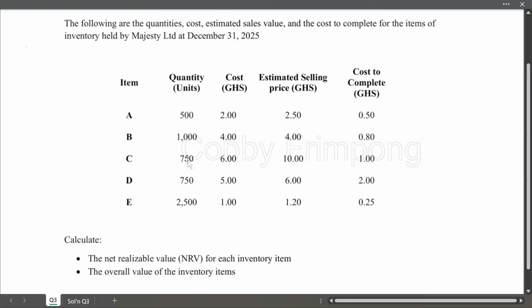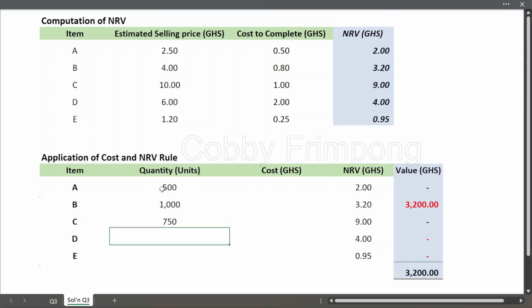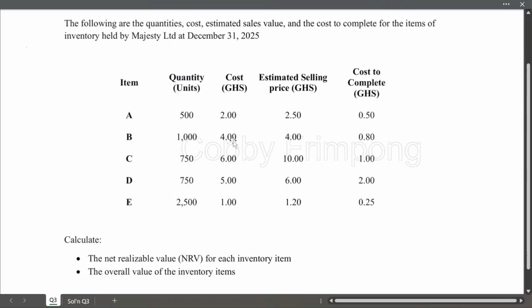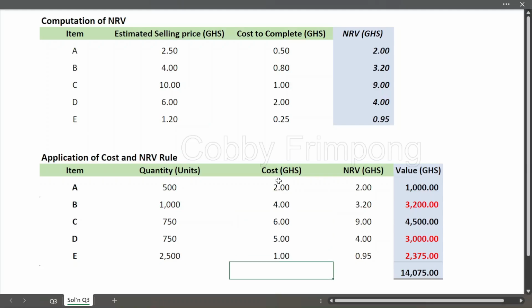The quantities are 500, 1,000, 750, 750, and 2,500 respectively for items A to E. Now we need the cost of each of these items: 2, 4, 6, 5, and 1.